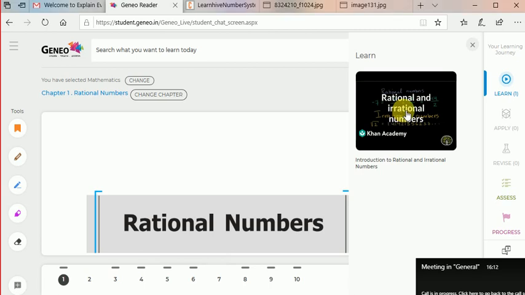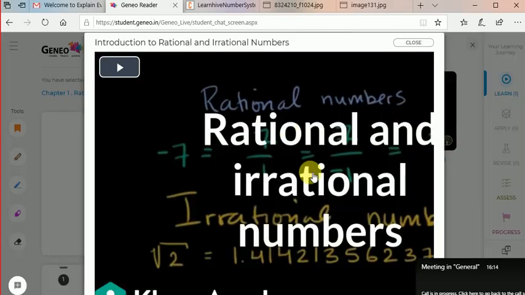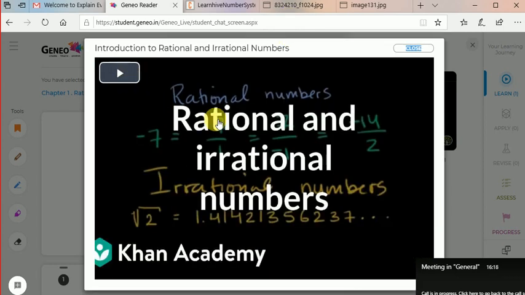Now let's go to small presentation section. What are real numbers?